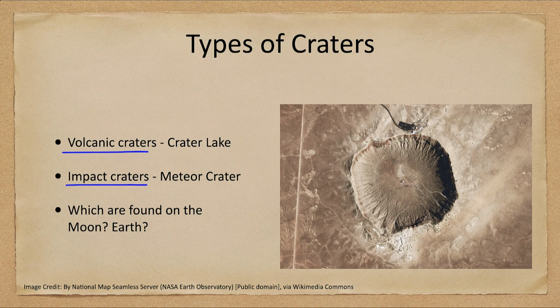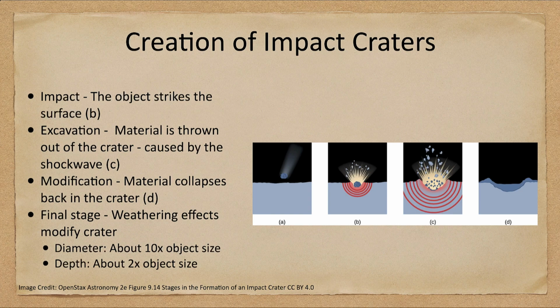Now, other than the one being filled with water, we can see that there are a lot of similarities between the two. And on Earth, we find both types. We can find volcanic and impact craters. On the moon, we pretty much find impact craters. So let's look at how the crater forms. First of all, A is just the object coming in. In B, we actually get the impact. So here we have the object impacting the surface.